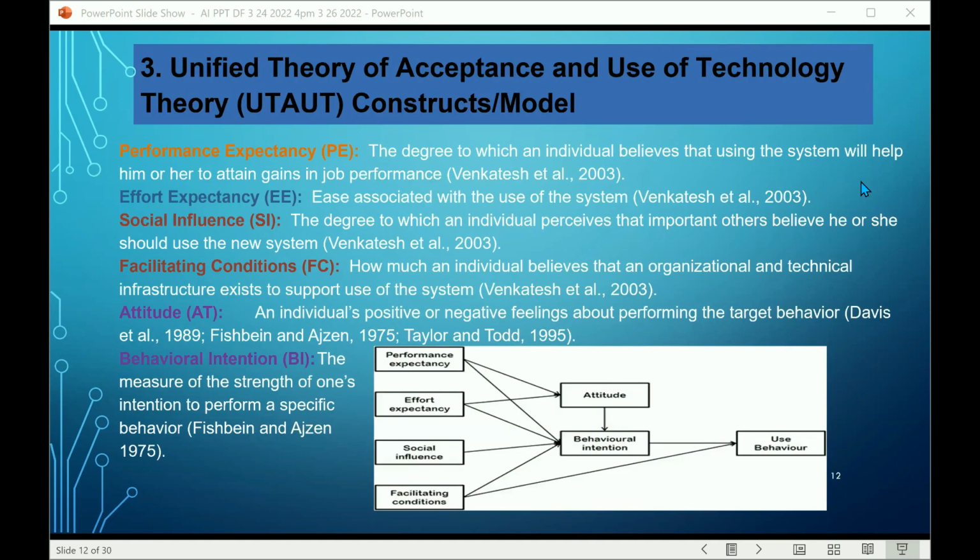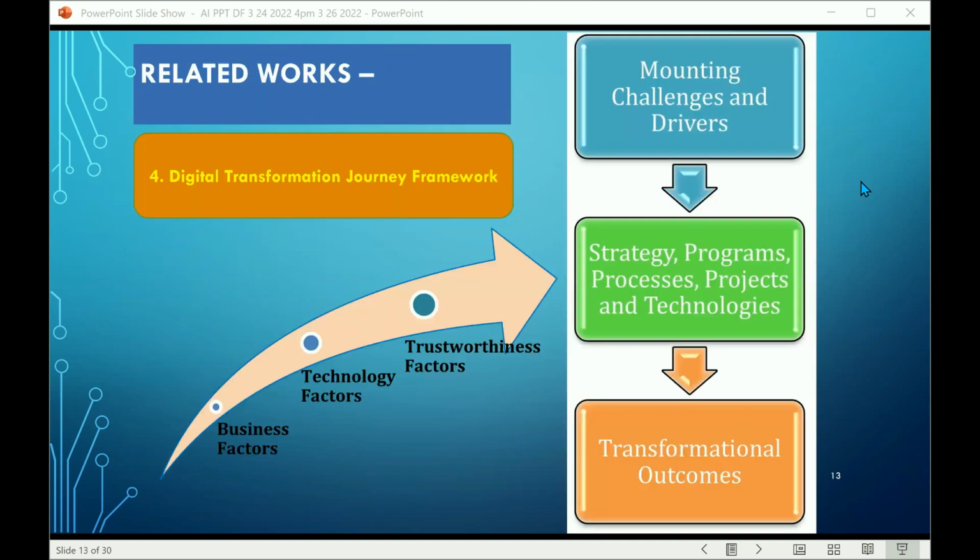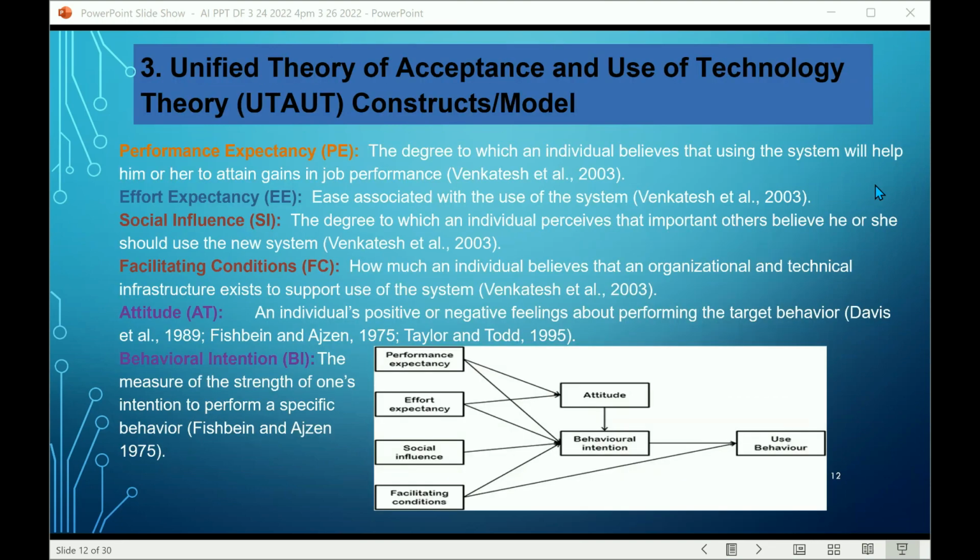So we have the unified theory of acceptance and use of technology theory, UTAUT, constructs and models.